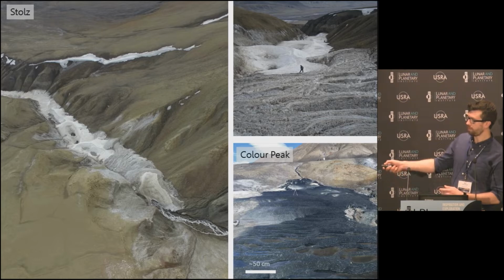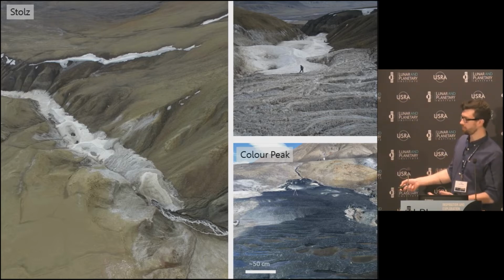Color Peak Spring down here is visually very different. It's precipitating all these dark green terraces. The brine here is a bit warmer, actually, about 4 degrees C all year round.